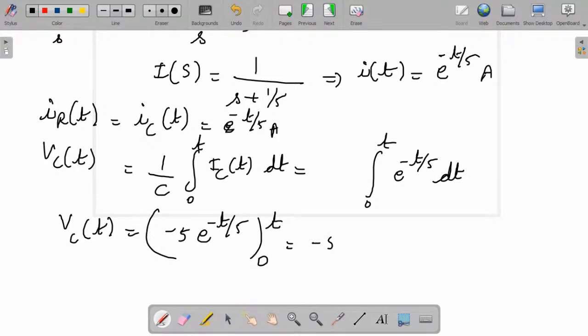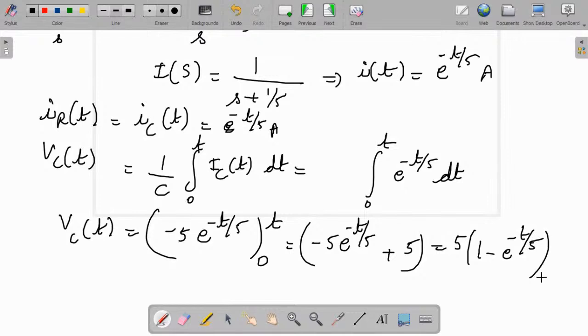So upper limit minus 5 e power minus t by 5 minus lower limit. So e power 0 is going to be 1. So you get minus of minus plus 1 plus 5. No, here there is a minus; when we substitute the limit there will be a minus sign. So what is Vc of t as t greater than 0? Taking 5 common, you get 1 minus e power minus t by 5. This should be your answer. Vc of t for t greater than 0 is 5 into 1 minus e power minus t by 5.